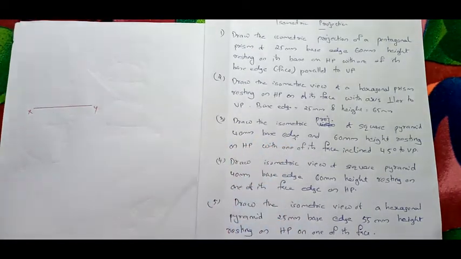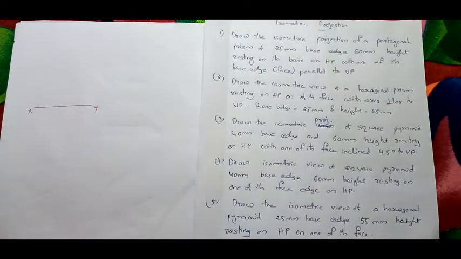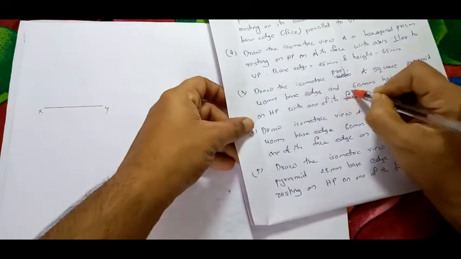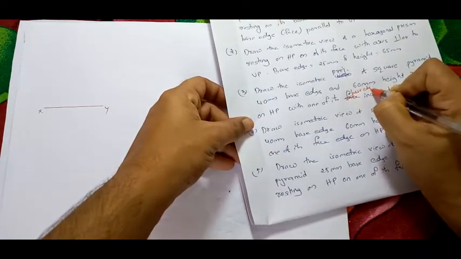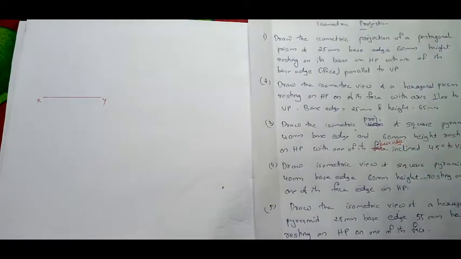Resting on HP means in the top view you can see the square. But its face is inclined 45 degrees? It means nothing, it's actually very simple. If this edge is inclined... it is a question, there is a correction with it: not its face, but with its base edge inclined 45 degrees to VP.